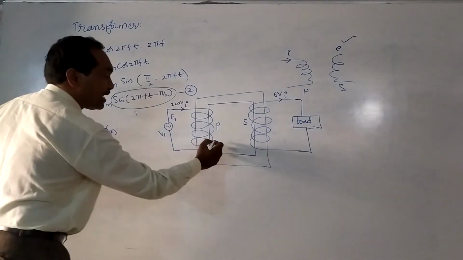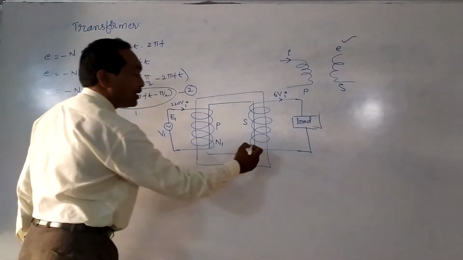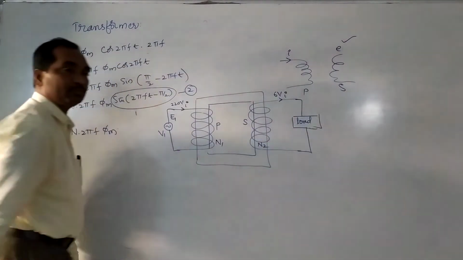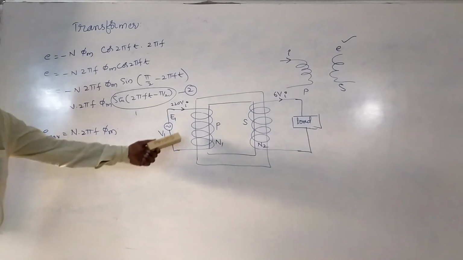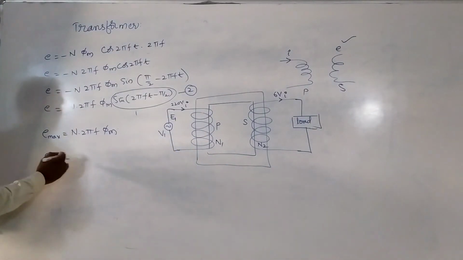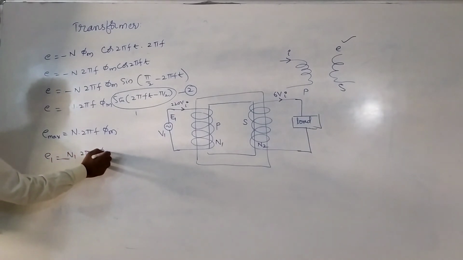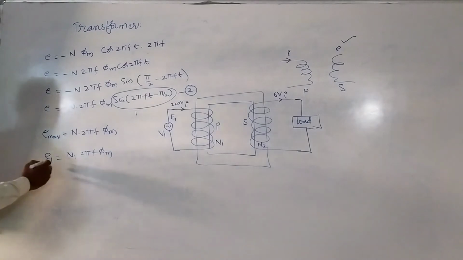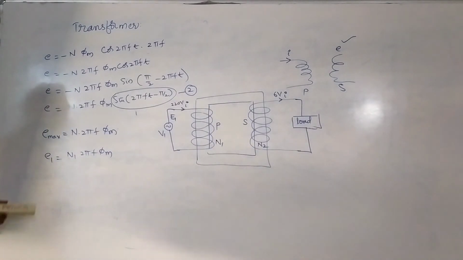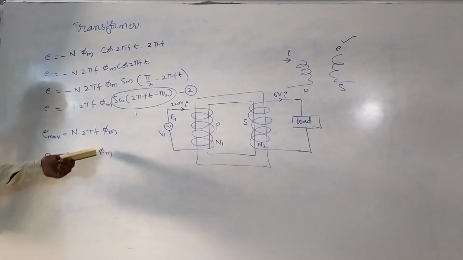Now, in case of the primary coil, there are N1 turns. In the secondary coil, there are N2 turns. The EMF induced in the primary coil, that is taken as E1, is equal to N1 into 2 pi f phi m. Of course, why am I using the same f? Because frequency does not change.